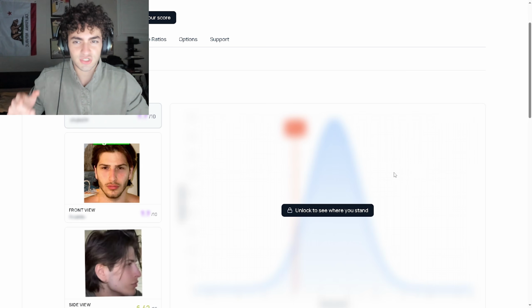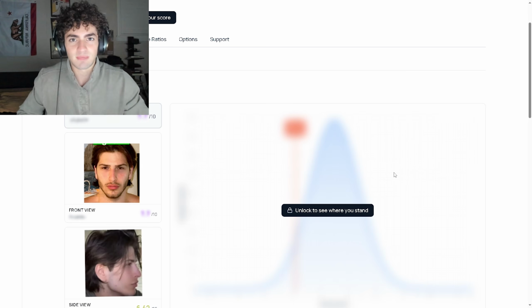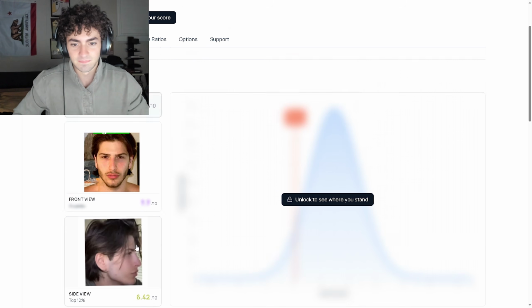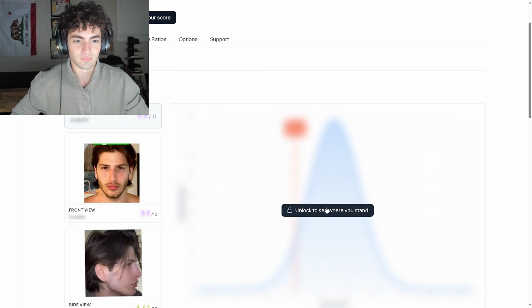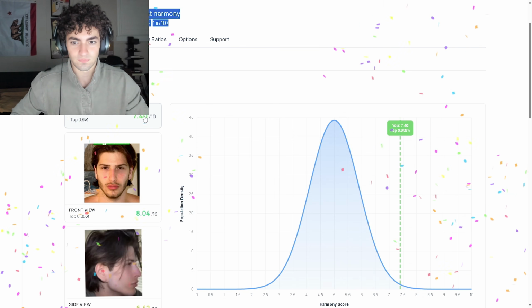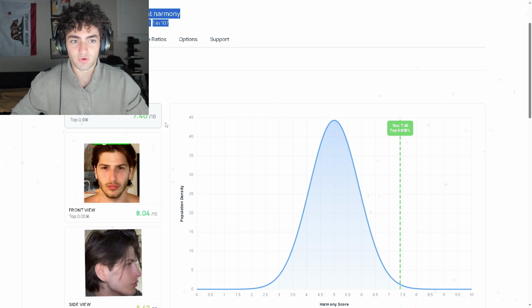I assume that K Shami is going to score around like a 7 to an 8 maybe. His front is going to score pretty good. You got a 6.5 on the side. Let's unlock and see where K Shami stands. 7.4 overall. Not bad, not bad.